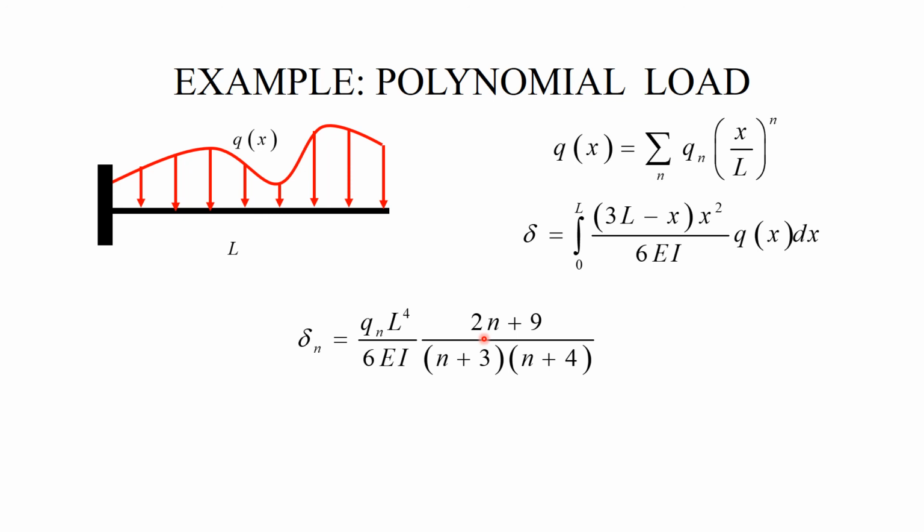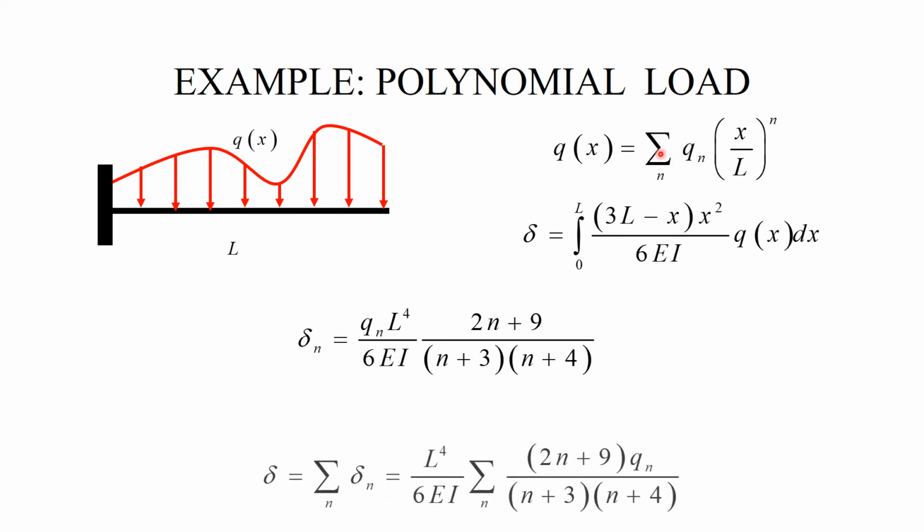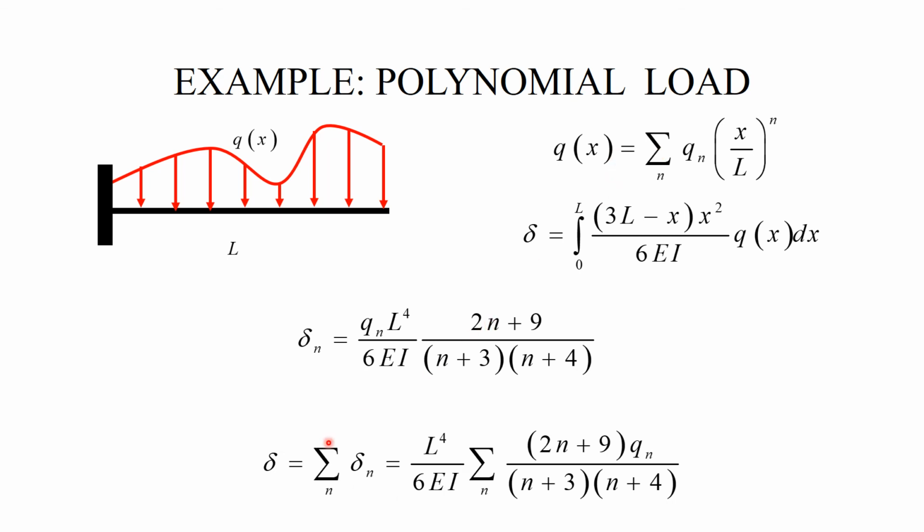Now the superposition is over n terms in this series, and what do I get? I get that the displacement of the tip is the superposition of the displacements. I take this expression, I take the sum, and inside the sum I put the terms that depend on n, which means that these terms are outside of the sum, the rest are inside, and that's the answer for an arbitrary polynomial.